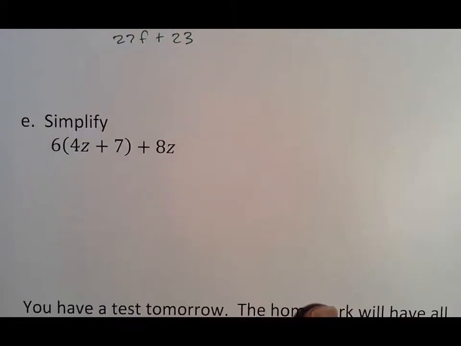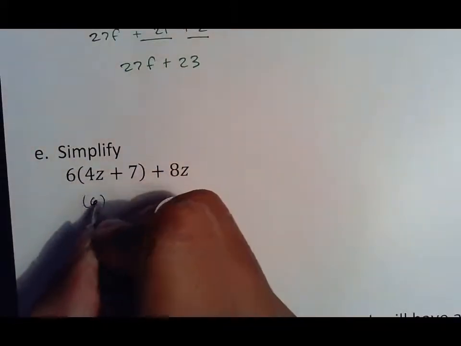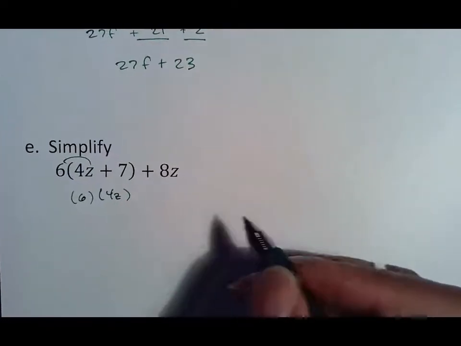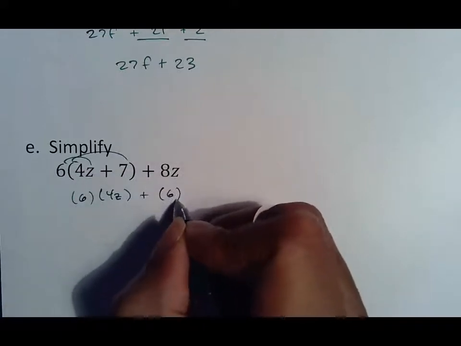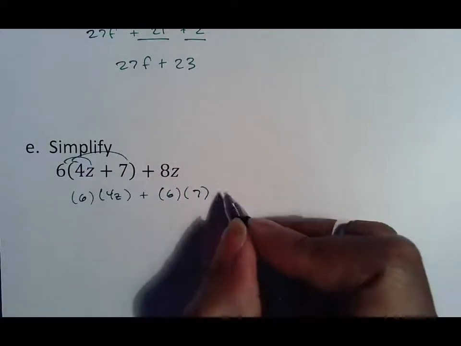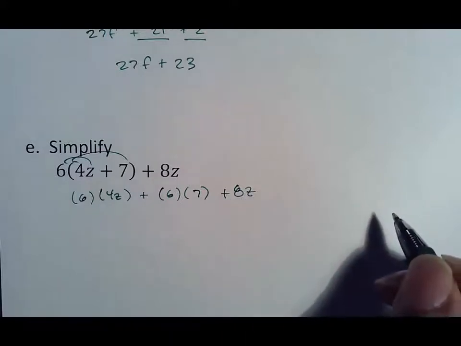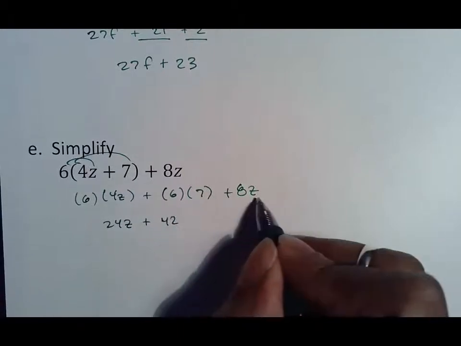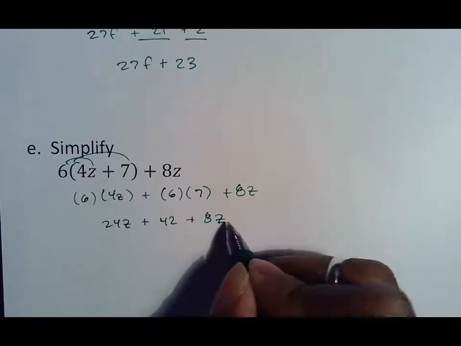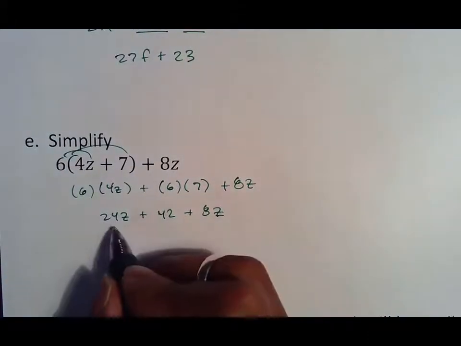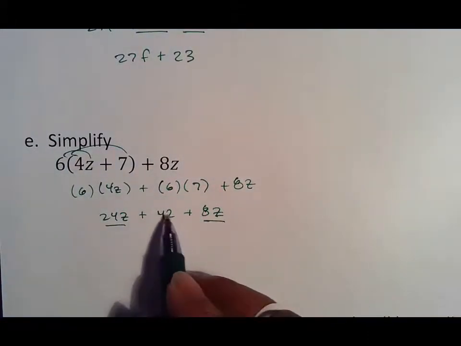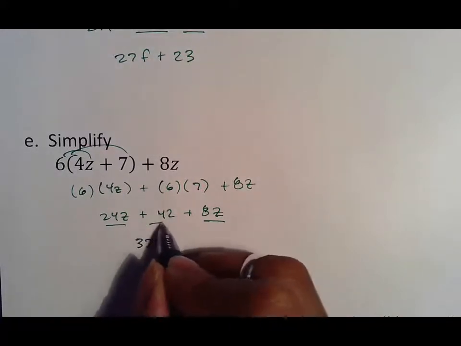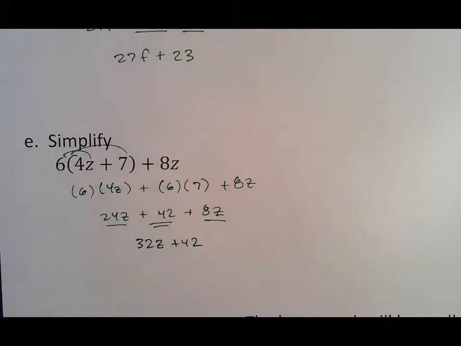And then we have this one here. Again, 6 meets 4z. I'll draw a line so I don't think it's a 2. And 6 meets 7. And then plus 8z just comes along for the ride. This turns into 24z plus 42 plus 8z. And what can I put together? Would be this and this, and it does help because otherwise I would have thought that was a z. So 24 and 8 make 32z, and then remember the plus 42 just comes down.